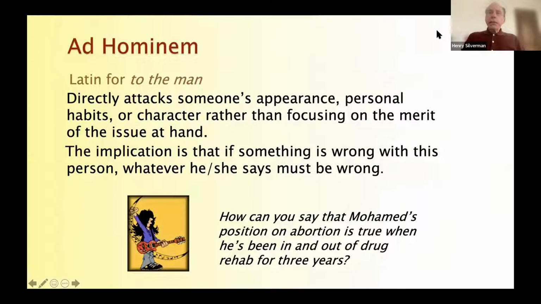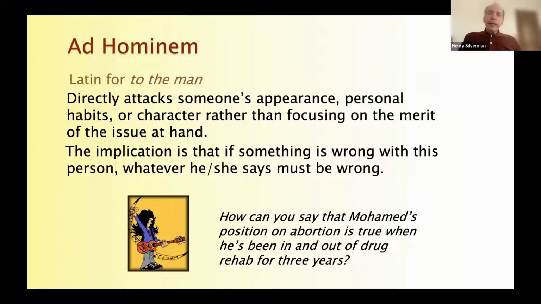One type of argument is called an ad hominem argument. Hominem is Latin for the man, and essentially it's an argument that goes against the person, not the argument itself. It directly attacks someone's appearance, personal habits, or character, rather than focusing on the merit of the issue at hand. The implication is that if something is wrong with the person, then whatever he says must be wrong.